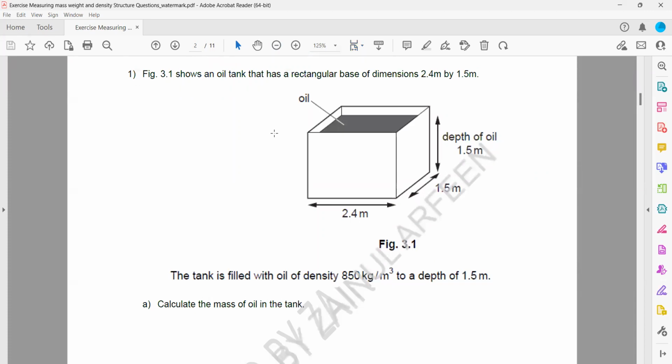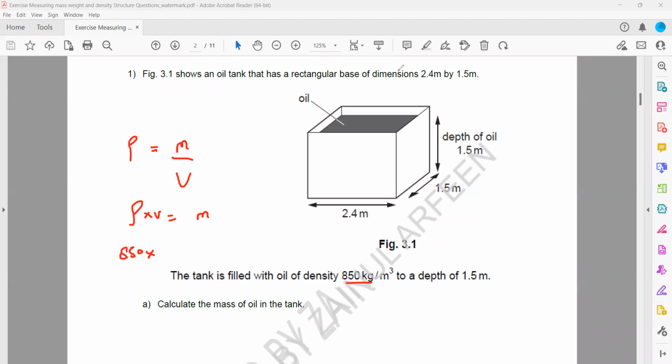First, you have to recall the formula which you use to calculate density. So we have the formula, the density is mass divided by volume. So if density is mass over volume, if we need the mass, it will be density times volume. What about the density? The density is given, 850. And what about the volume of the liquid inside?